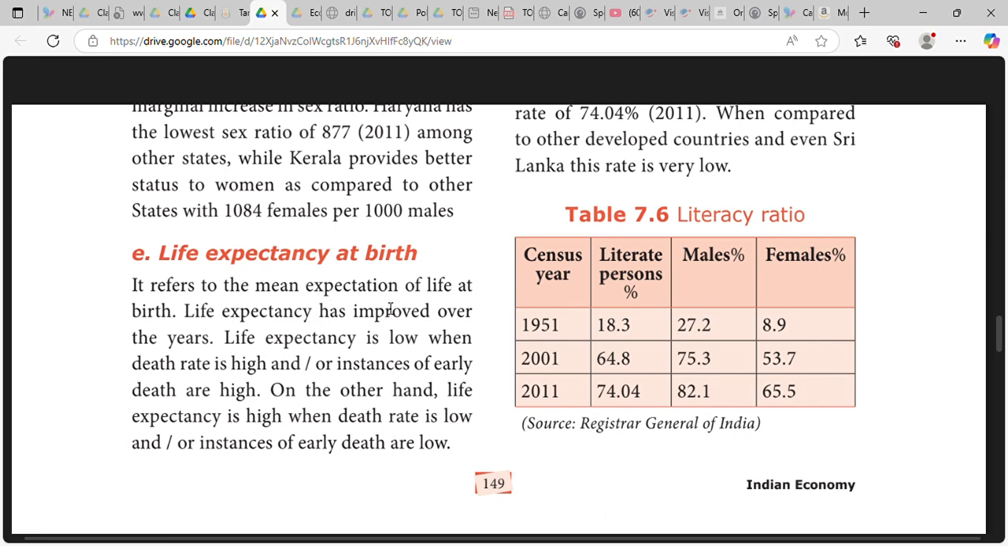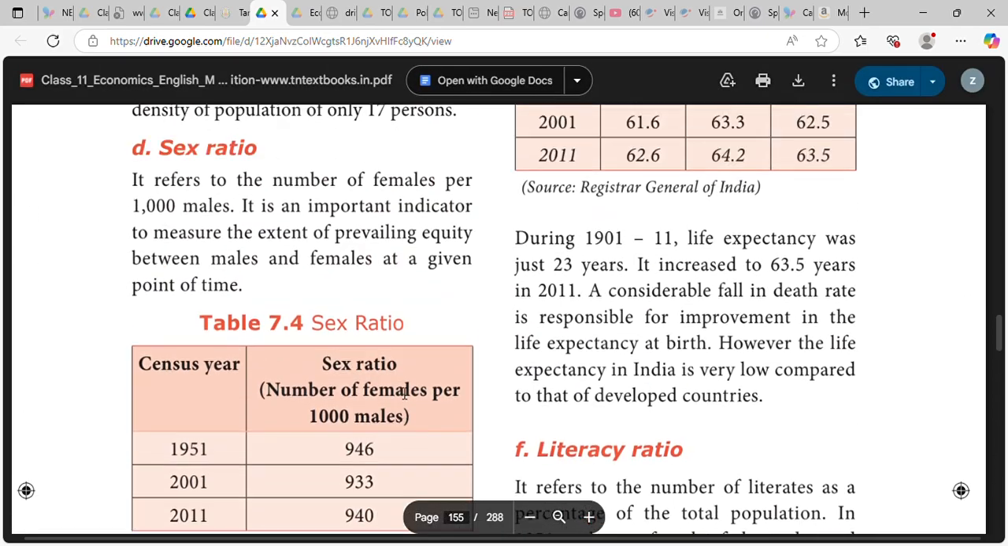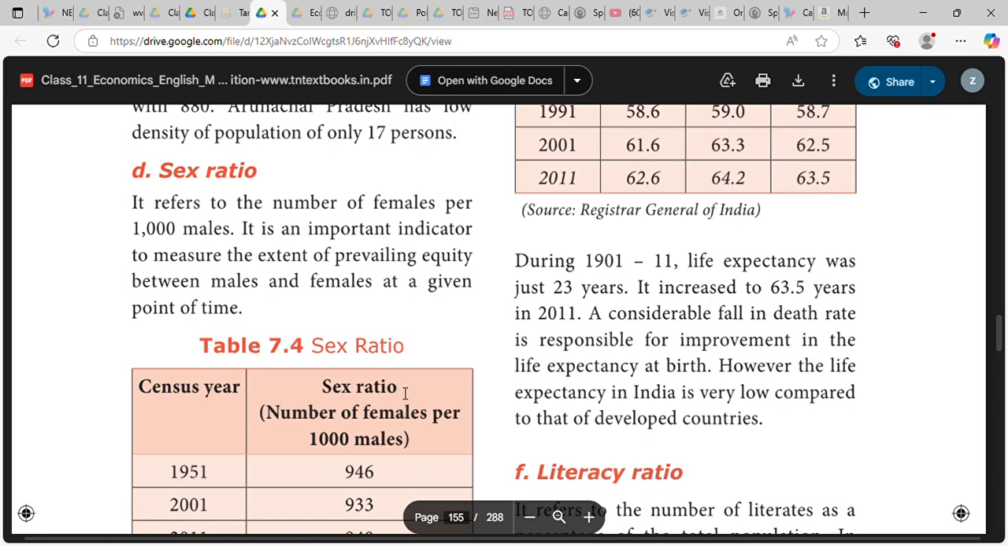Life expectancy refers to the mean expectation of life at birth. Life expectancy has improved over the years. Life expectancy is low when the death rate is high, or instances of early death are high. On the other hand, life expectancy is high when the death rate is low, or instances of early death are low.